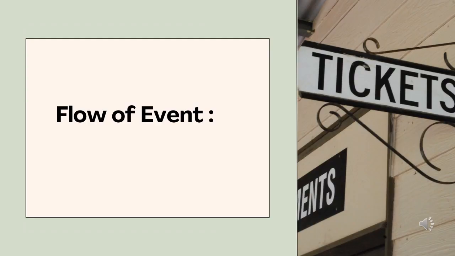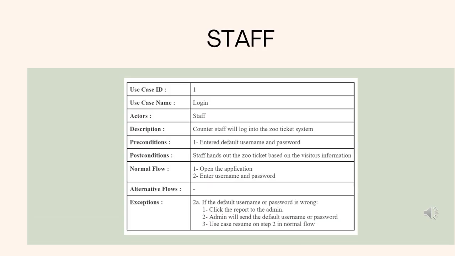Flow of events. For staff, there are two flow of events based on the use case diagram. First is login. The staff can only log into the system by entering the default username and password. Once the system is entered, the staff can proceed to hand out the zoo tickets based on the visitor's information that have been filled. If the username or password is wrong, the staff need to click the report button to inform the admin, and they will send the default username and password.